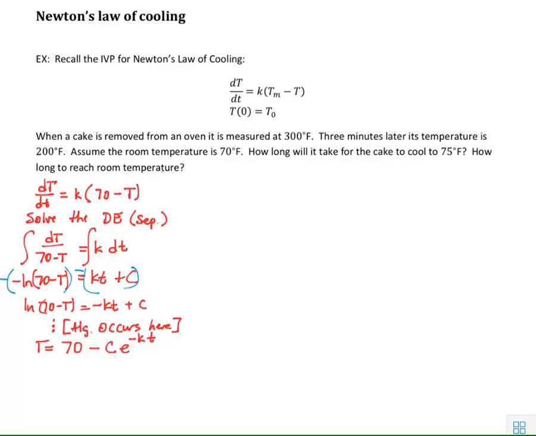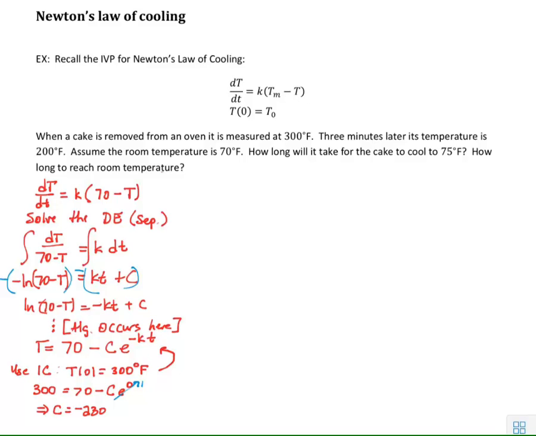So let's start by using the initial condition, which is T of 0 is equal to 300 degrees, and plug that into our model equation that we have now. And so we have 300 is equal to 70 minus C e to the 0, because we have negative k times 0, which is just 0. Of course, we know e to the 0 is equal to 1. So this gives us 300 is equal to 70 minus C. If I solve that for C, I end up with C is equal to negative 230.